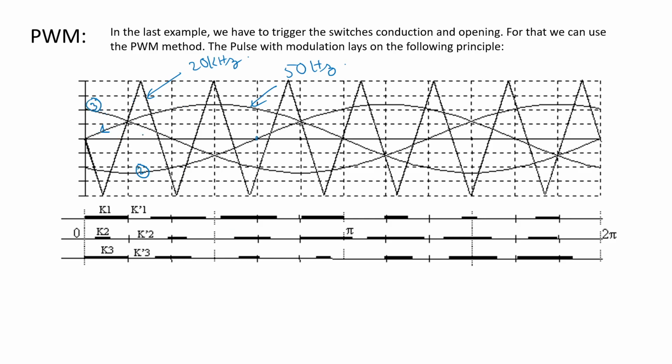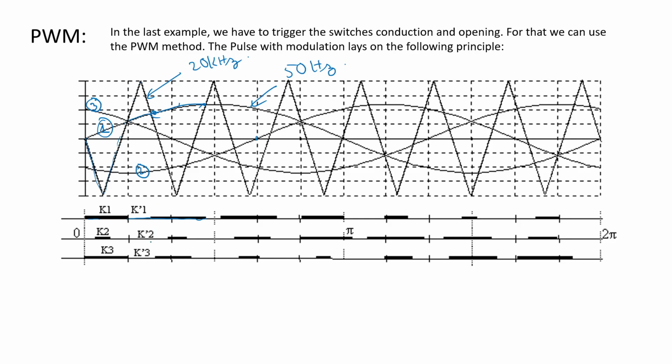So 1 compared to the triangle: it's higher than the triangle, so it's switched on. And then 1 from here to here is lower than the triangle, and then we switch off. And then it's higher than the triangle again, from here to here, so you switch on again. See? And same for 2 and 3.